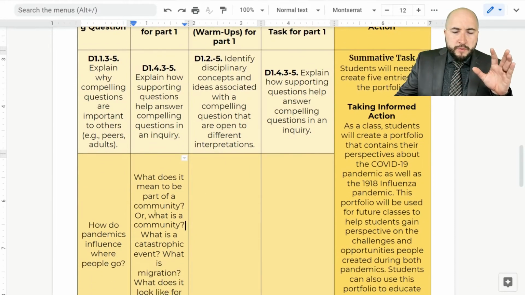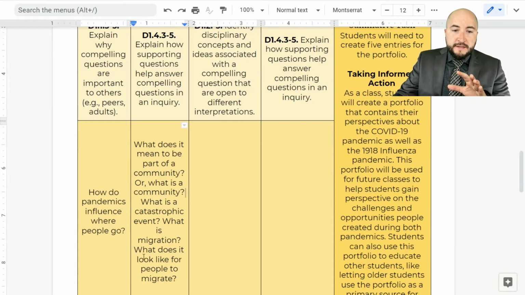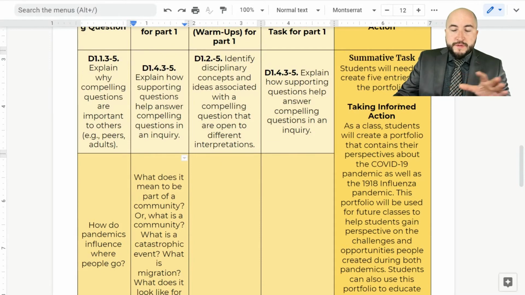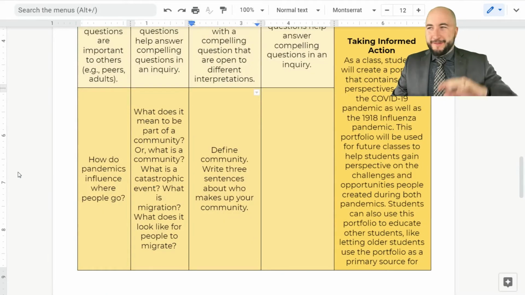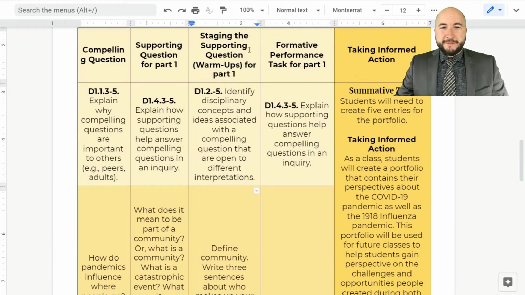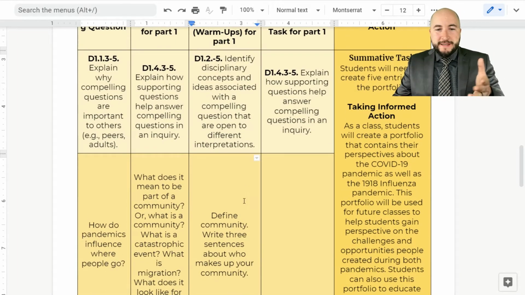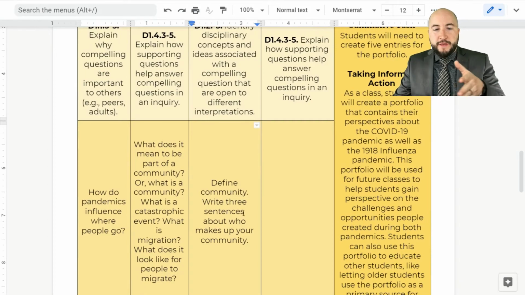Again, we're pulling these straight from the standards, and that is all driving over to taking informed action. So students are going to have plenty of different chances to answer questions, which they could then write into their portfolio with these 5 entries. And just for the sake of time, when I was talking, I realized I was already kind of answering number 3, this idea of staging the supporting question. So what's the warm-up we can be doing? I talked about that idea of defining community and having students write 3 sentences about it.